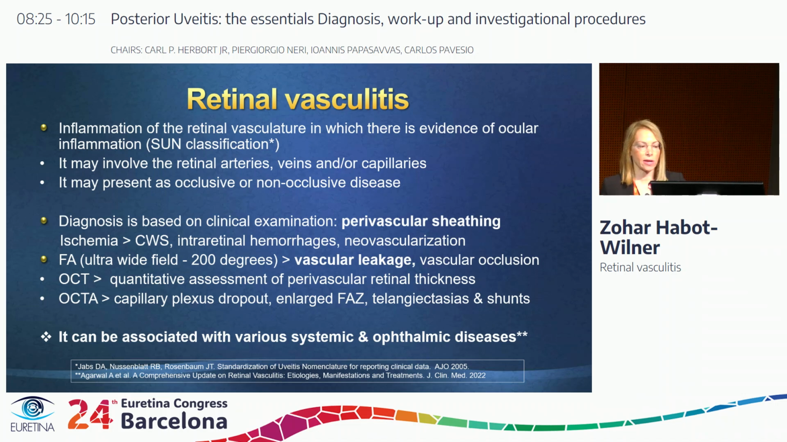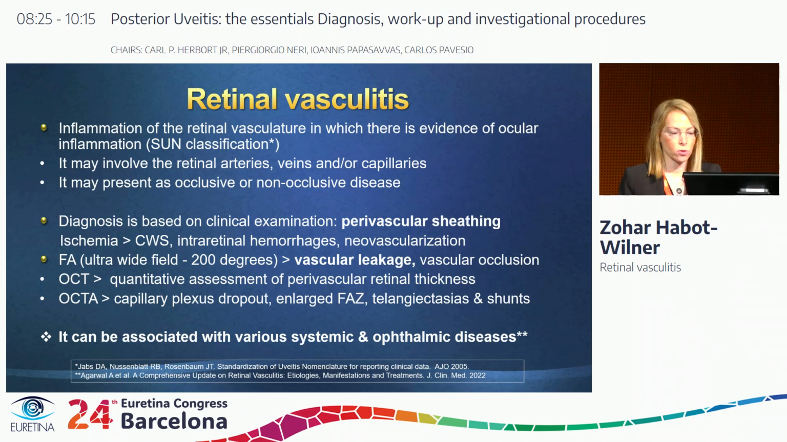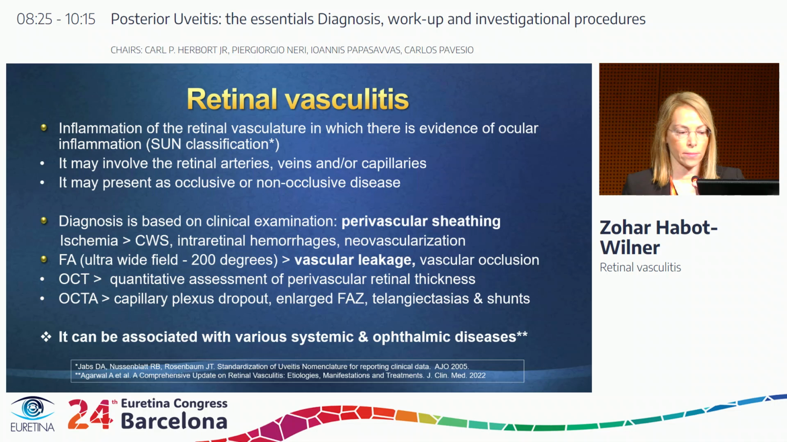The diagnosis is based on clinical examination in which we are looking for the presence of perivascular sheathing, and in cases of an occlusive disease, for signs of ischemia, including the presence of cotton wool spots, intraretinal hemorrhages, and in late-stage disease, also neovascularization. The most important imaging tool, as Pierre told us, is the fluorescein angiogram, in which we are looking for the presence of vascular leakage, and nowadays we prefer to use the ultra-wide-field fluorescein angiogram. In cases of an occlusive disease, we are looking for the presence of vascular occlusion.